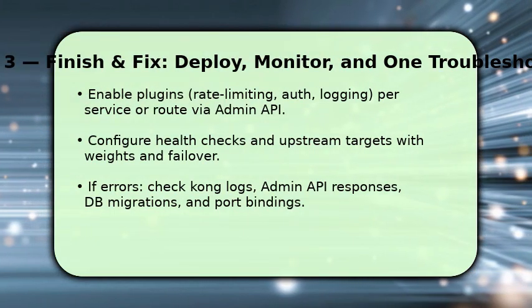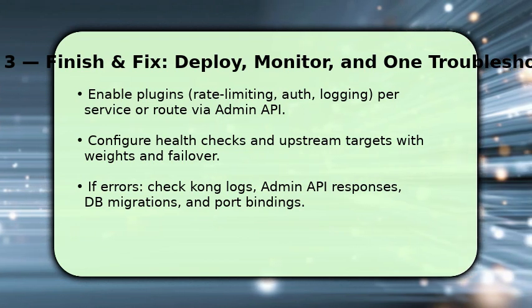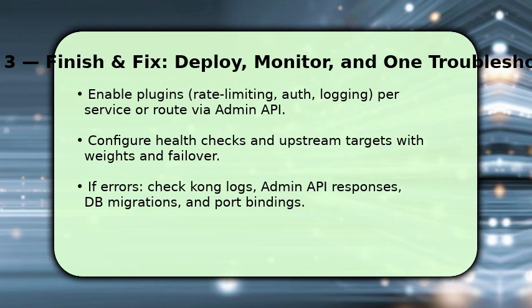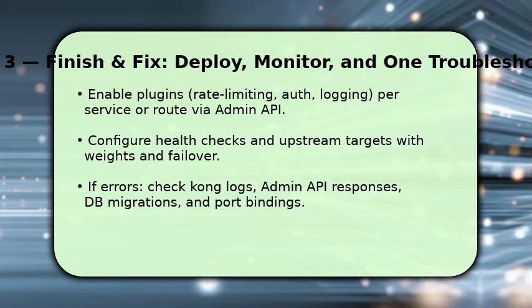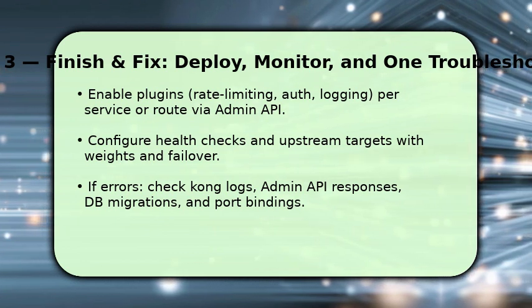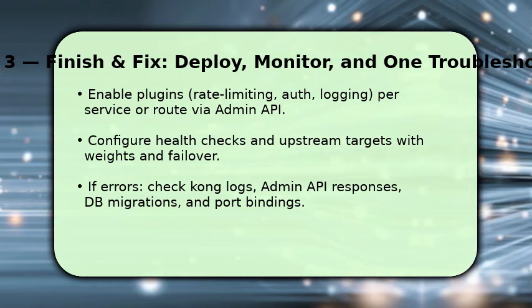You finish by applying plugins where required. Enable rate limiting or authentication at the service or route level so policies are enforced close to the edge. Also register upstream targets with health checks and weights to manage failover and load distribution. Once configured, monitor Kong's health and metrics to confirm traffic patterns.